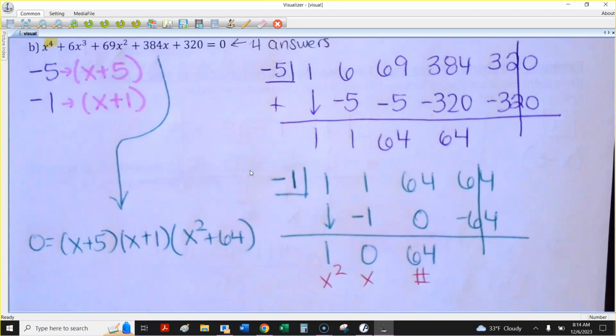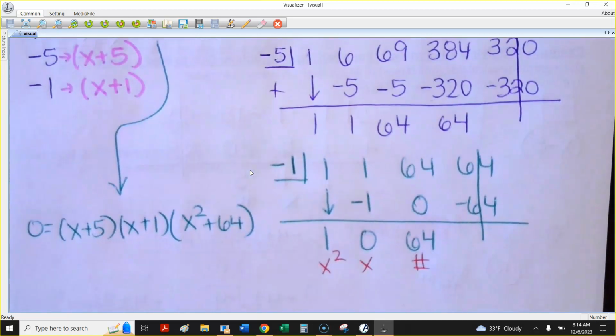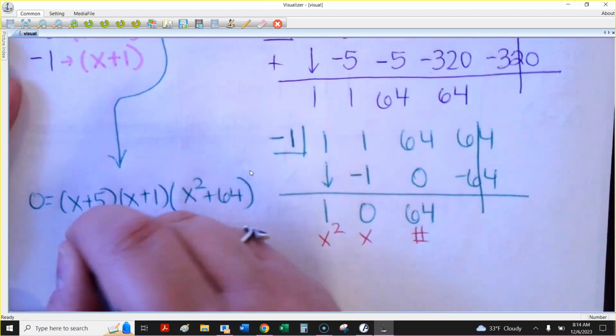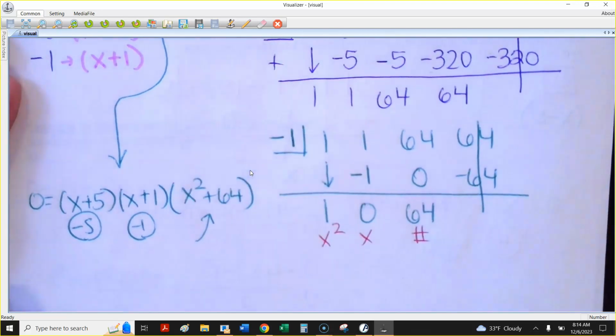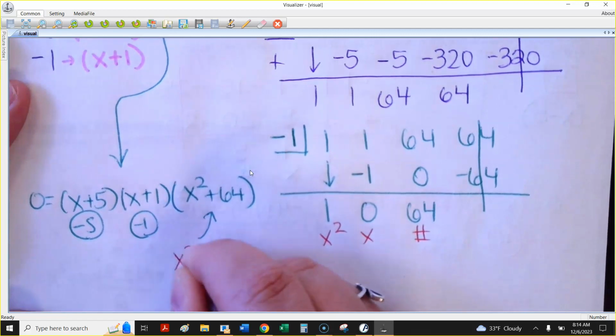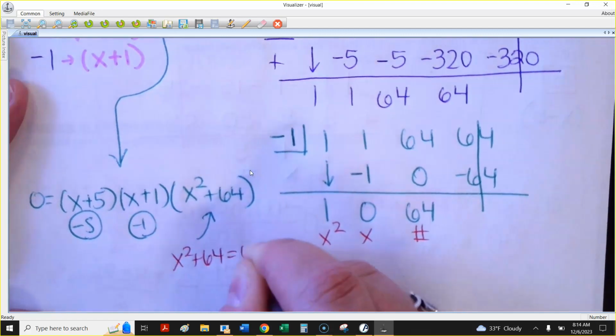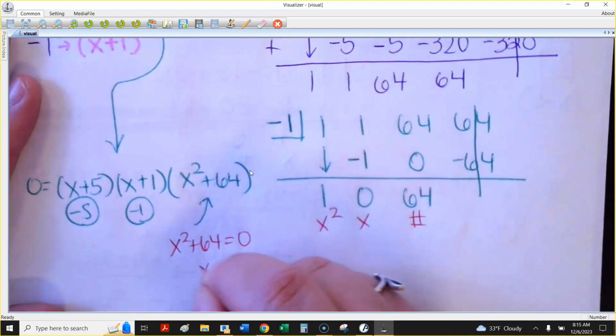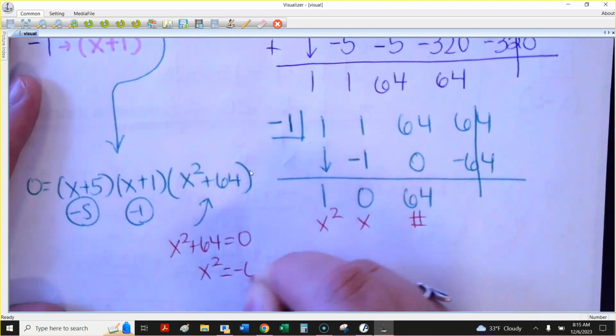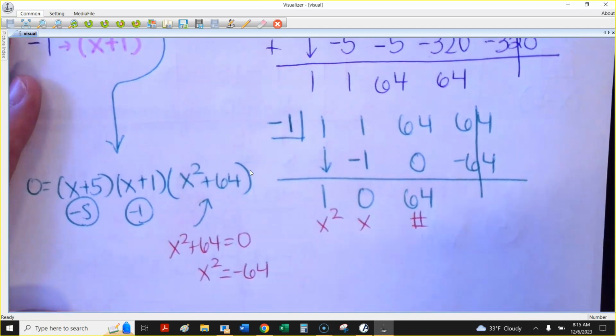So I'm supposed to have 4 answers, right? And I know 2 of them are imaginary because I could only see 2 on the graph. So -5 and -1, we got those from the graph. If you want to just do what we did yesterday with square roots, if x squared plus 64 was equal to 0, the whole thing would be 0. We're just going to subtract 64. And it's negative, but we know from the graph that these should be imaginary.